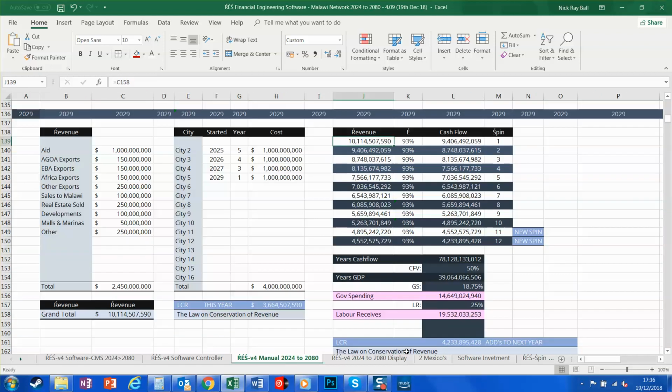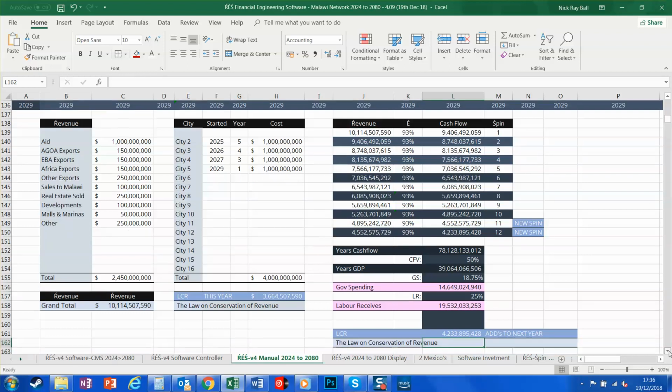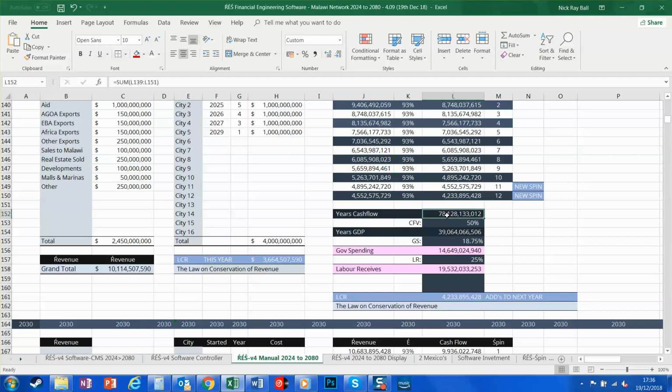Okay, so let's get back to where we were. Where were we? We were at 2029. Okay, 2 new spins, and we're just seeing everything following through. And we're seeing here, the more cash flow we have, the more houses we can buy, and the more other things we can do. So cash flow is great.